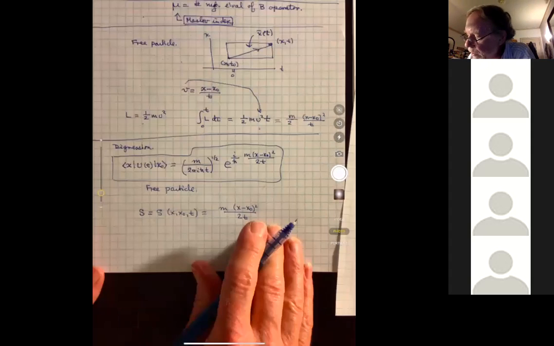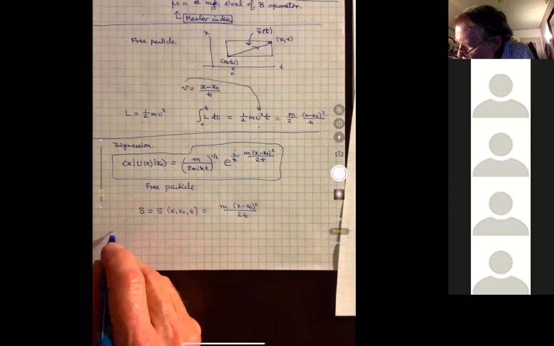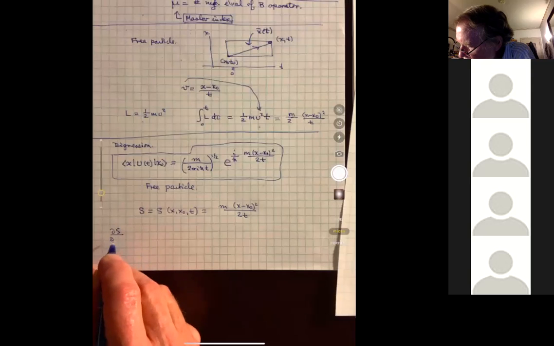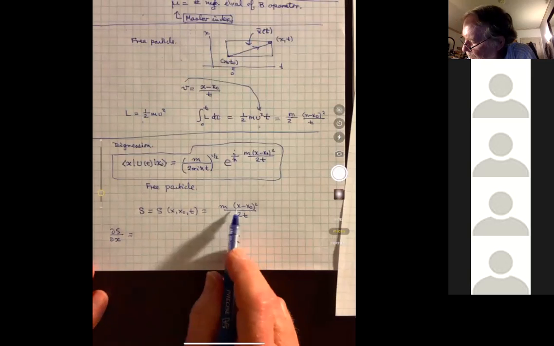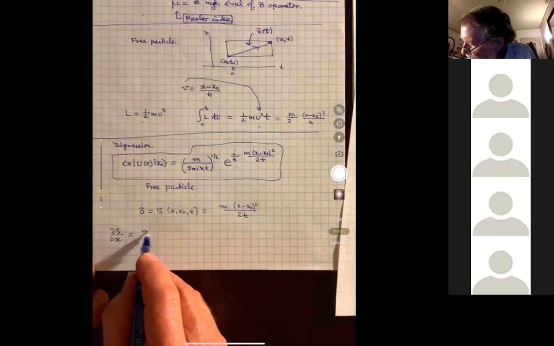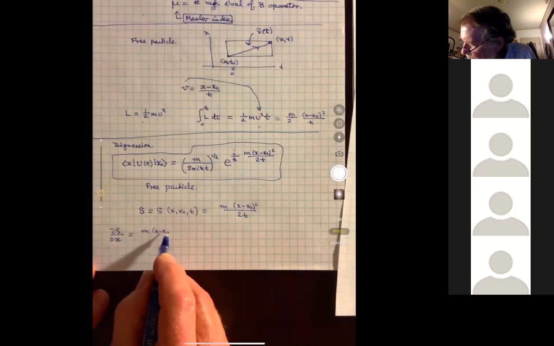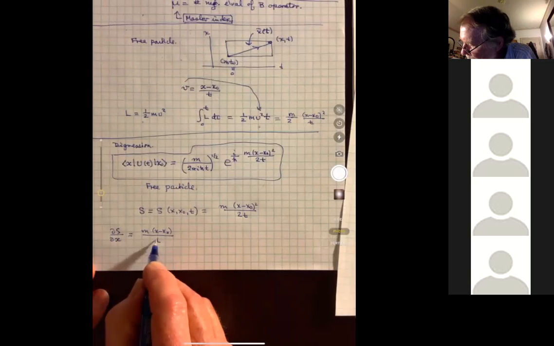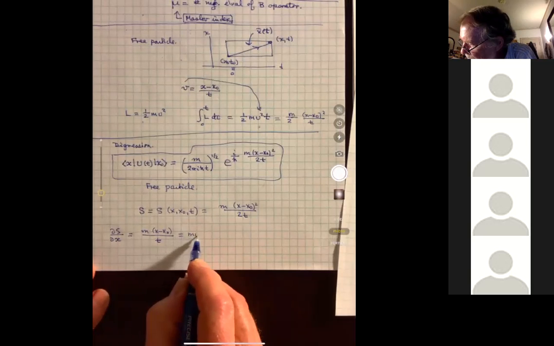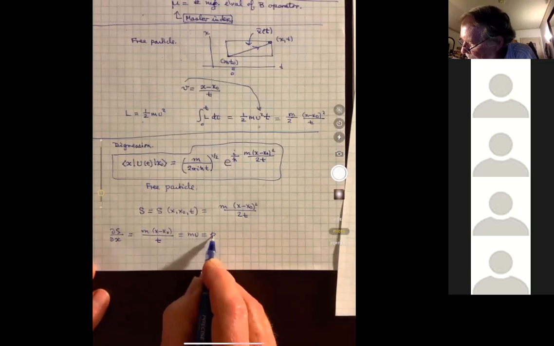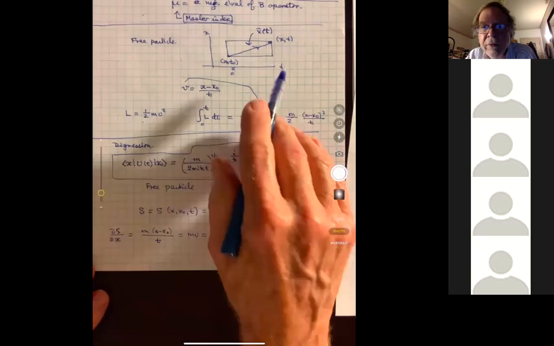So now we get an opportunity to test Hamilton's relations. Let's compute the partial of S with respect to the final position x. What does that give us? Well, differentiating here, the 2's cancel and you get m times x minus x0 divided by t. But x minus x0 over t is the velocity, that's m times v, and that indeed is the momentum at the final endpoint of the free particle orbit.